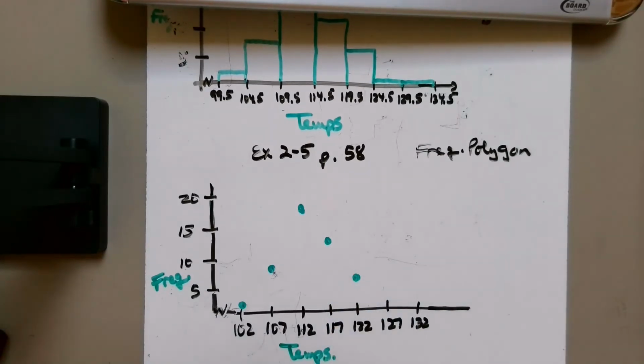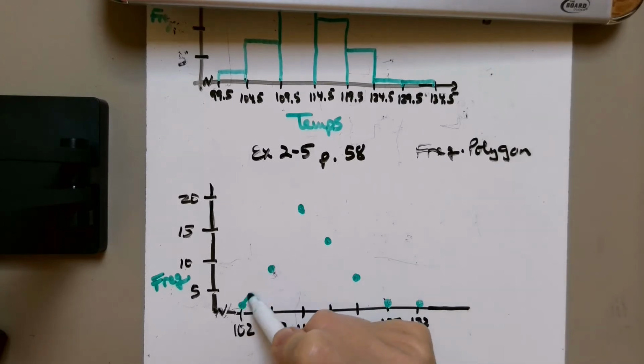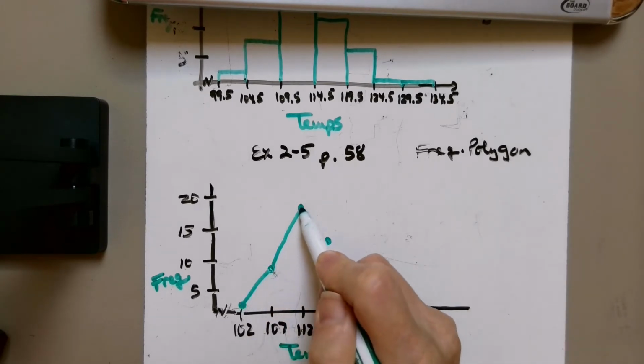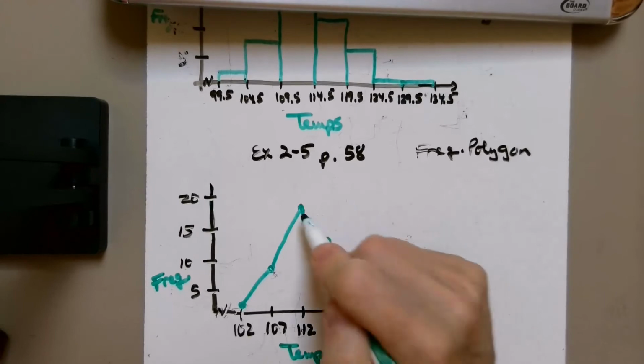The next class had a midpoint of 127, its frequency was 1, and the last class with a midpoint of 132 had a frequency of 1. So we connect the dots with straight line segments to make what's called a frequency polygon.